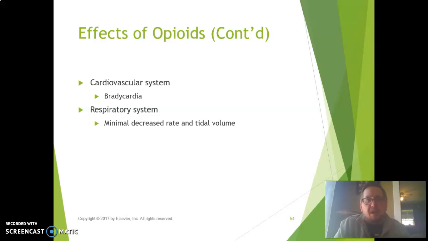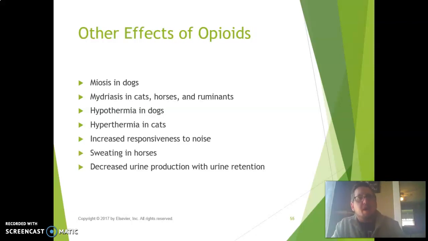Cardiovascular system, they can cause bradycardia. Usually it's not profound bradycardia unless it's mixed with other drugs. When it's mixed with other drugs, we can have profound bradycardia. And the respiratory effect is usually dose dependent, but it's usually pretty minimal anyway. All right, so other effects: miosis in dogs, which is pinpoint pupils, and mydriasis in cats, horses, and ruminants, where the pupils get very large. So miosis again is small pinpoint pupils. Mydriasis is large pupils. It can cause hypothermia in dogs and hyperthermia in cats, which is a strange thing, but that's just the way dogs and cats operate differently under these drugs.